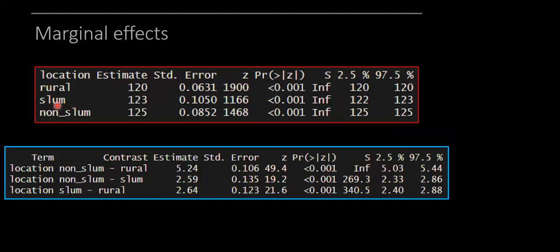And then we can also use marginal effects on our model to look at these predictions. So we can get our mean blood pressure values for the three locations. Again, this just reflects the mean in the raw data, so it's not that useful in this situation, but we'll see how it becomes much more useful in the linear regression setup. And then we can get the comparisons: non-slum minus rural, non-slum minus slum, slum minus rural. So we've got all possible comparisons, and we can flip those around if we want. These are the differences in the mean blood pressure between the different locations.